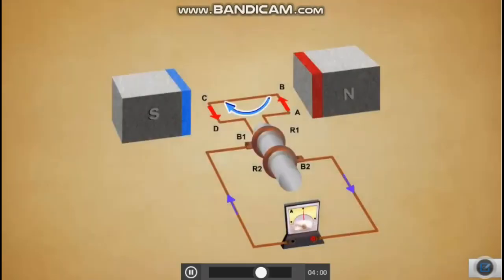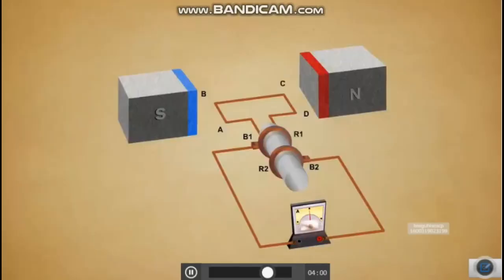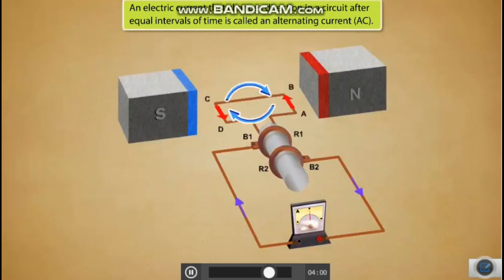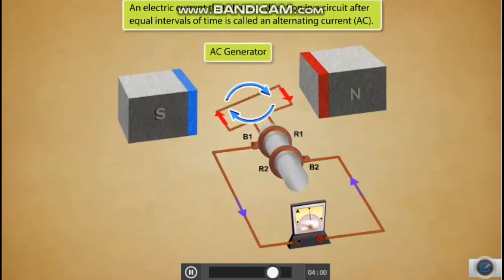After half a rotation, arm CD starts moving up and arm AB moves down, which changes the direction of the induced current. Now the current in the external circuit flows from B2 to B1. Such a current which changes direction in a circuit after equal intervals of time is called an alternating current, abbreviated as AC, and the device is called an AC generator.